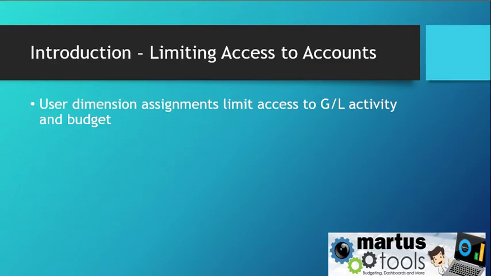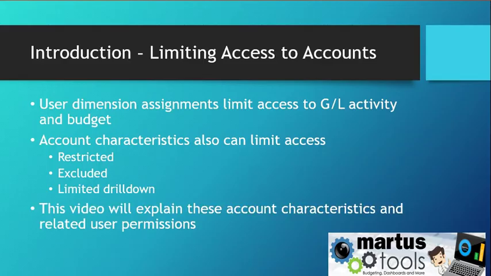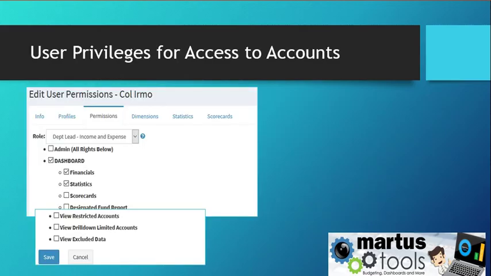Within Martus tools, a user's access to certain GL accounts for reporting and budgeting can be managed by the user's dimension limitations. Martus tools also offers several additional ways in which you can limit access to certain accounts using these three account characteristics: restricted, excluded, and limited drill down. This video will explain how these account characteristics can be used to control user access, along with related user permissions.